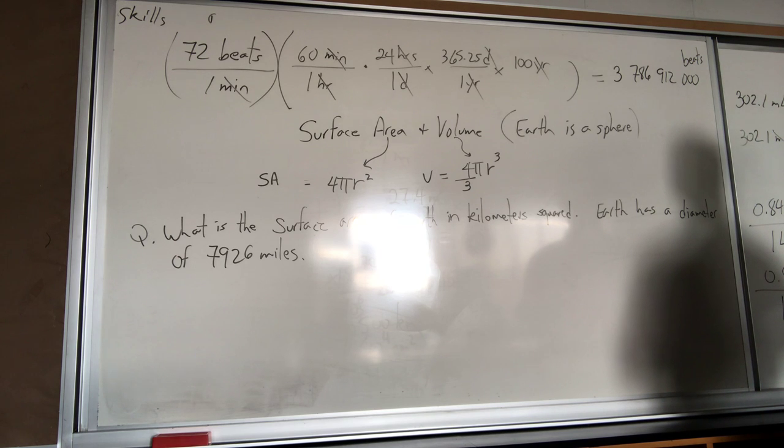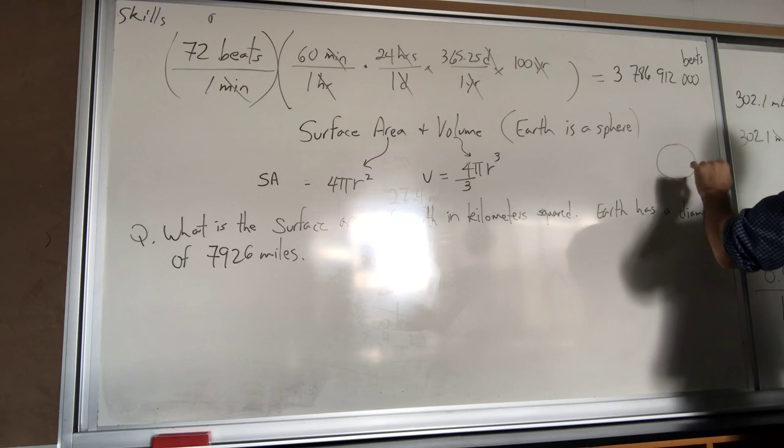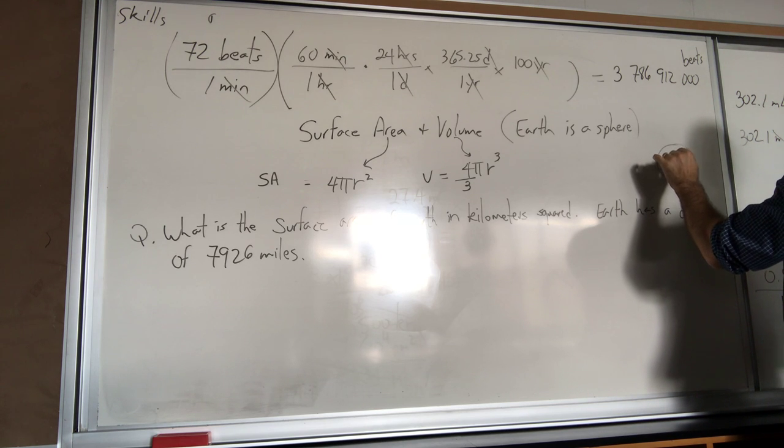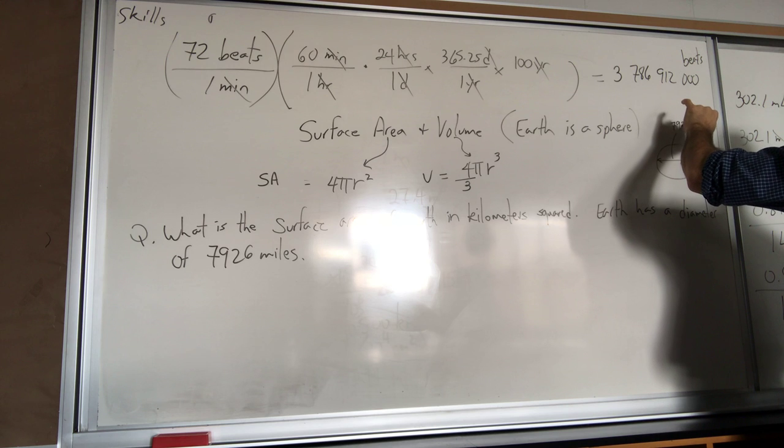Diameter? That's the area, the diameter means if you have a sphere or a circle, it's the distance across it. So on the Earth, that distance is 7,926 miles.